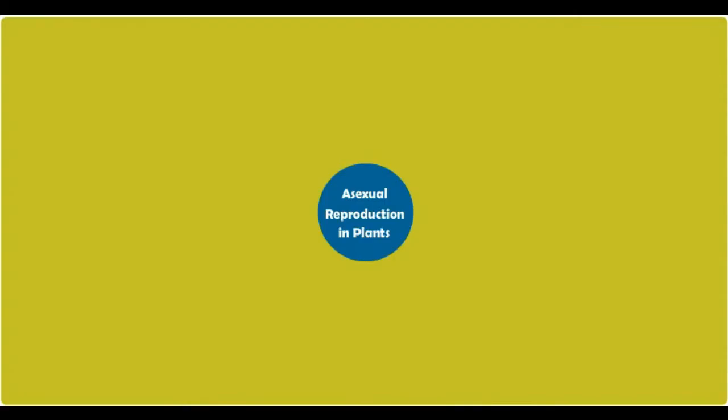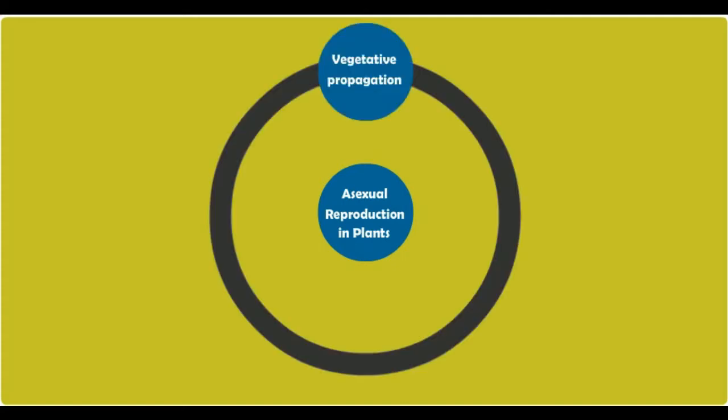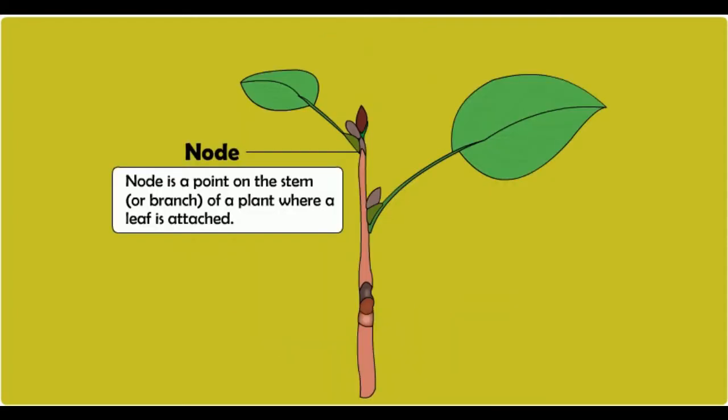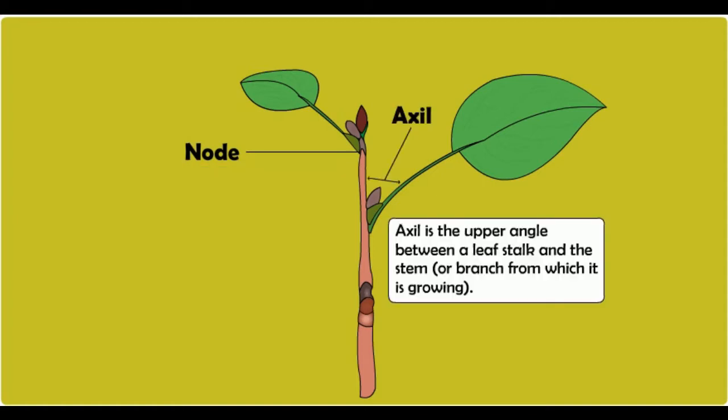Asexual reproduction in plants can take place by the following methods: 1. Vegetative propagation. 2. Budding. 3. Fragmentation. And 4. Spore formation. Before describing the above methods of reproduction, let us discuss some terms. Node. A node is a point on the stem or branch of a plant where a leaf is attached. Axil. The axil is the upper angle between a leaf stalk and the stem or branch from which it is growing.